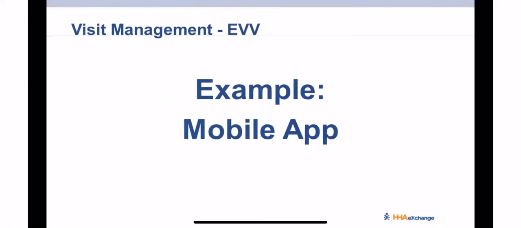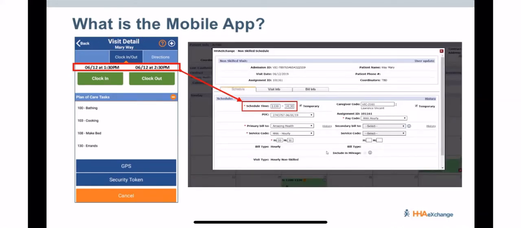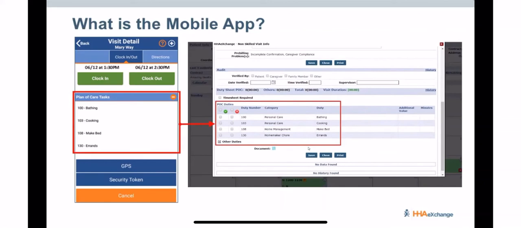The mobile app provides a schedule of all of a caregiver's patient visits on the caregiver's smartphone. Let's compare this information with the calendar and visit information in the application. Notice that the mobile app schedule includes all of the visit information, including the patient name, the start and end times of the visit, and the plan of care duties. The mobile app allows the caregiver to clock in and clock out and to record all of the duties that are required for the visit without needing to make telephone calls or to fill out paper timesheets.